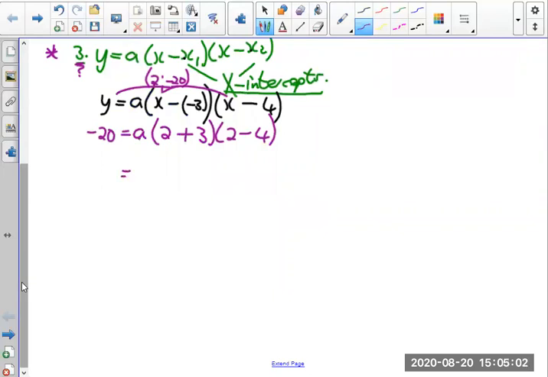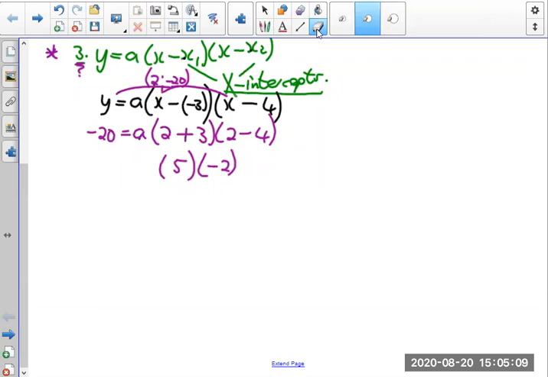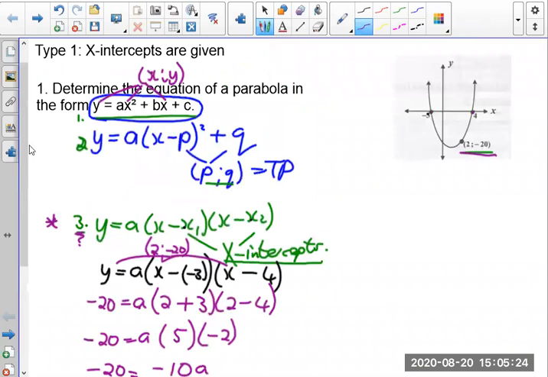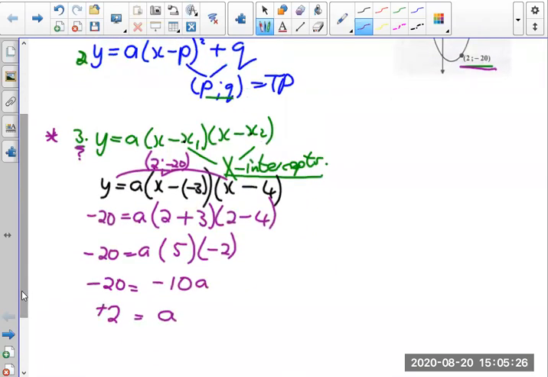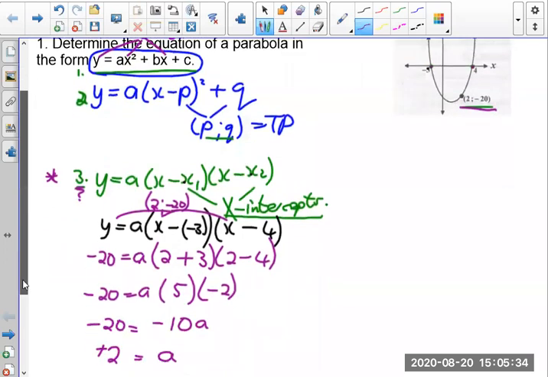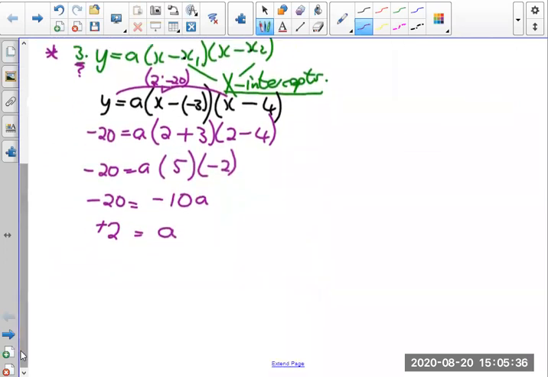So that will give me a times 5 times negative 2. Sorry, a. So that will give me minus 10a equals minus 20. If I divide the minus 10 away, I get a equals 2. Now always make sure the a is positive in this case. Do I have a smiley parabola? Yes, I do. So now I know the chance that I'm correct will be very good. So now I can carry on.